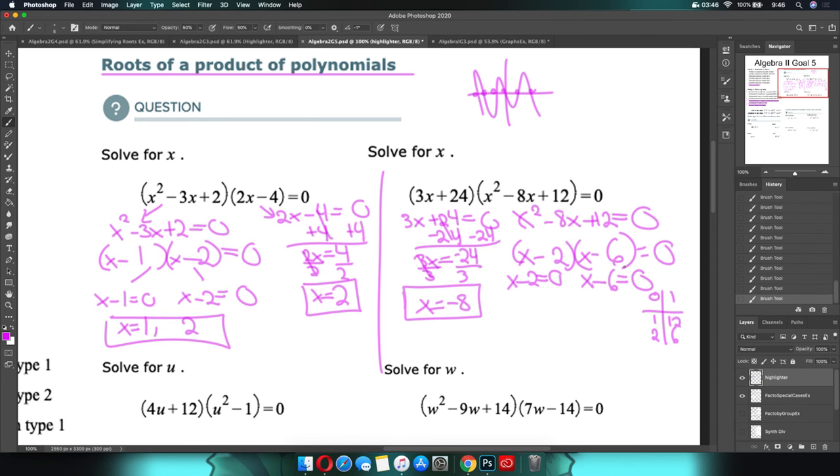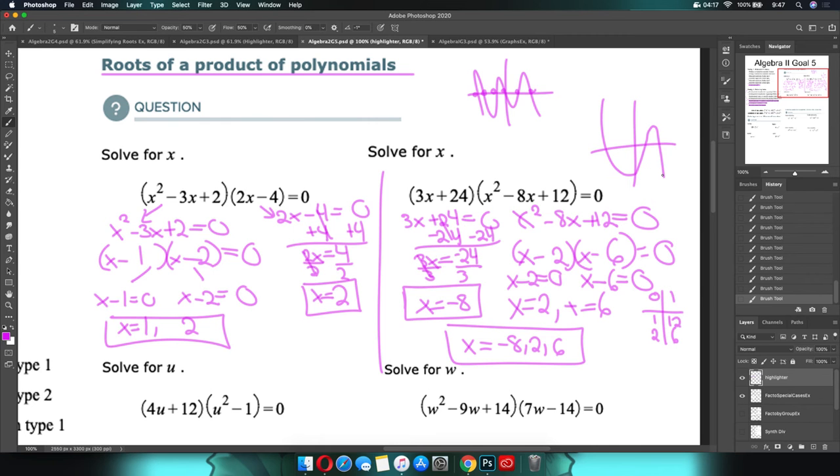I like doing it as factoring generally for this topic because I'm using the skills from last chapter to make you guys more comfortable with it. So x equals 2 and then x equals 6. So what are our answers? We have negative 8, 2, and 6. And you can tell based on that kind of what the shape of the graph is going to be, because you have the negative 8, then you have the 2, and then you have the 6. So you kind of have a rough idea of what the shape of the graph looks like.